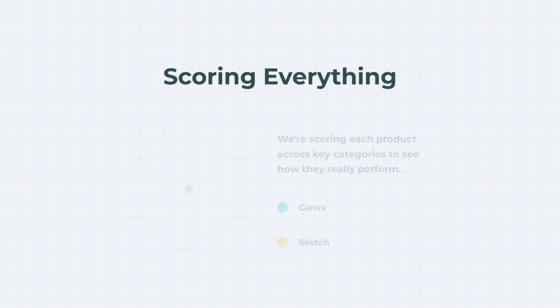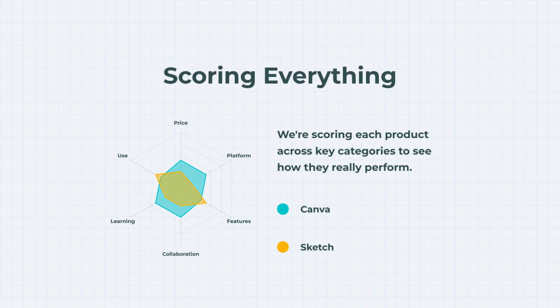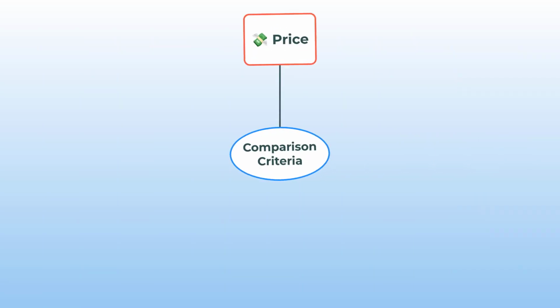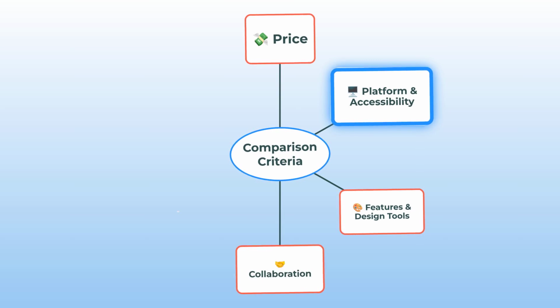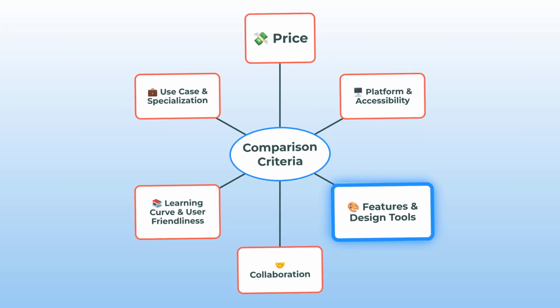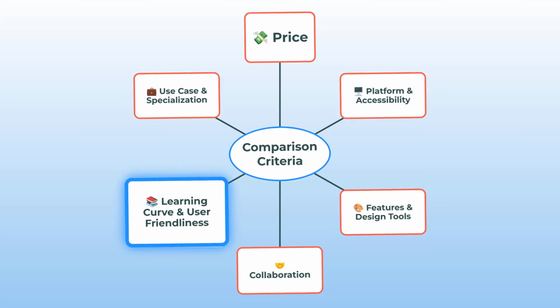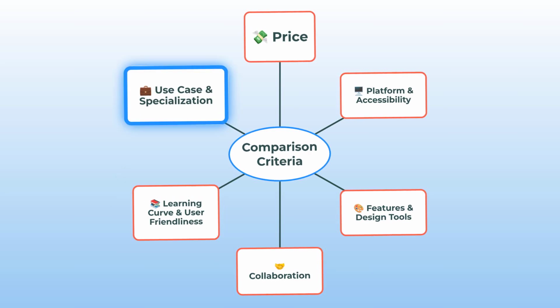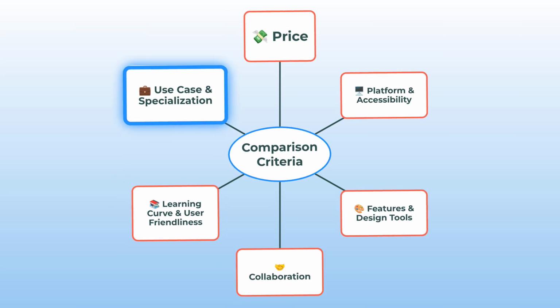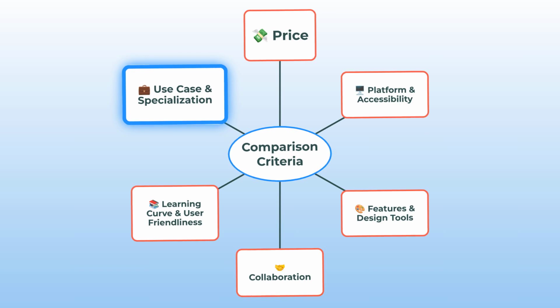Each category earns points, and at the end, you'll see exactly who comes out on top. The result might not be what you expect. All right, here's our roadmap. We're going to look at price, platform, and accessibility, features and design tools, collaboration, learning curve and user-friendliness, and finally, use case and specialization. Each of these is super important, depending on, well, what you actually need.